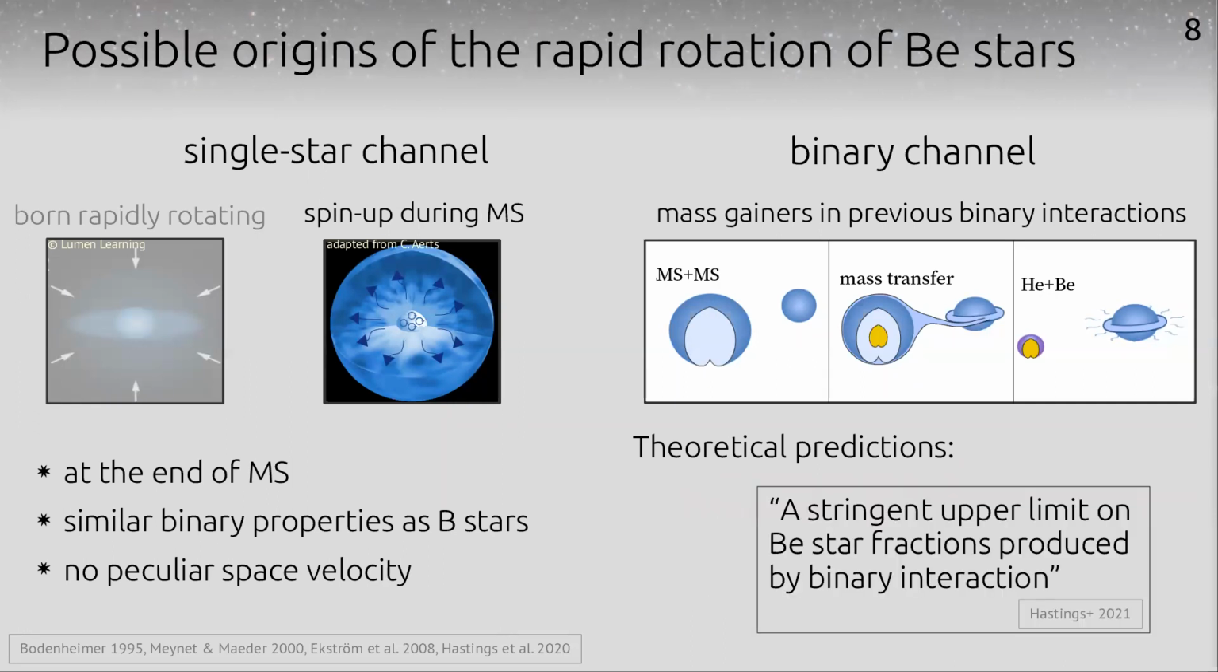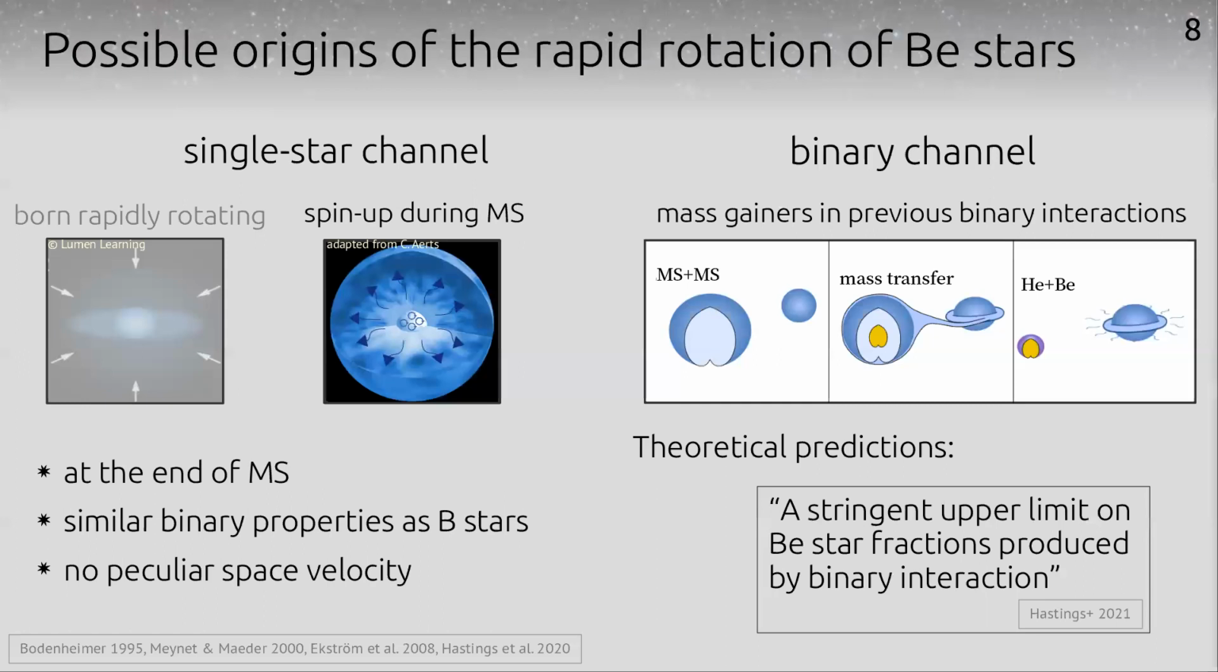Again, there was recent work by Hastings et al., which finds that according to the binary channel, when assuming rather extreme binary physics, they can account for all the observed BE stars in clusters, assuming they are all binary interaction products. But again, they assume rather extreme physics in order to get there. So the theoretical side tells us both of these channels can work.